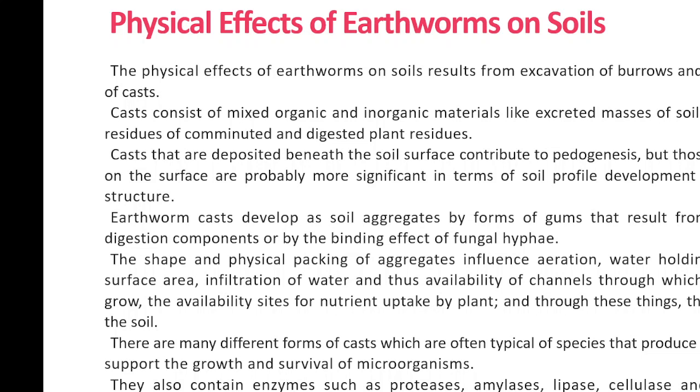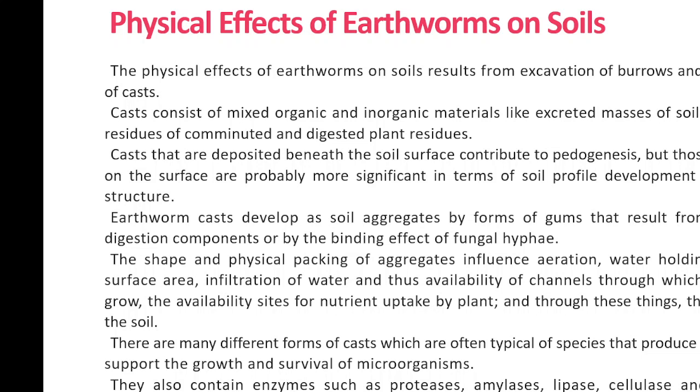Cast consists of mixed organic and inorganic material, like excreted masses of soil mixed with residues of comminuted, and digested plant residues or plant portions. Comminuted means broken into very small pieces. The casts that are deposited beneath the soil contribute to pedogenesis. Pedogenesis simply means formation of the soil, because the earthworm does this process for a long time. When thousands of earthworms do this process, it results in the formation of soil.